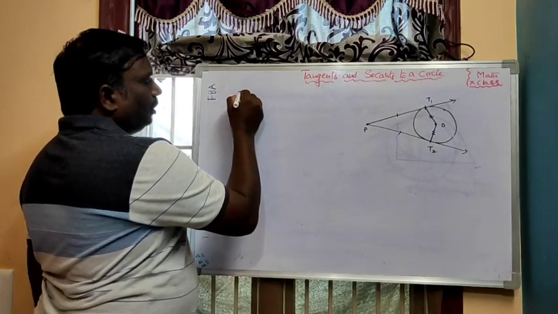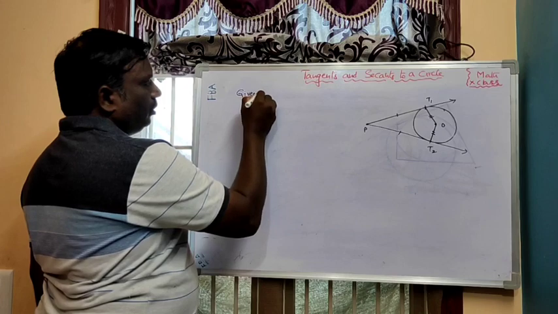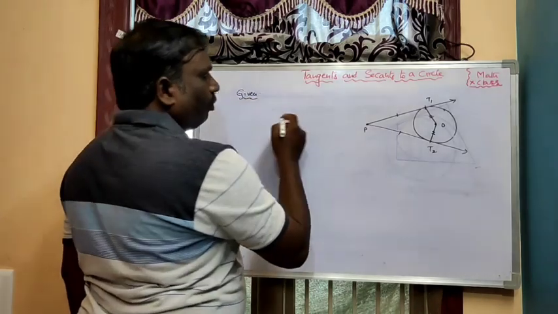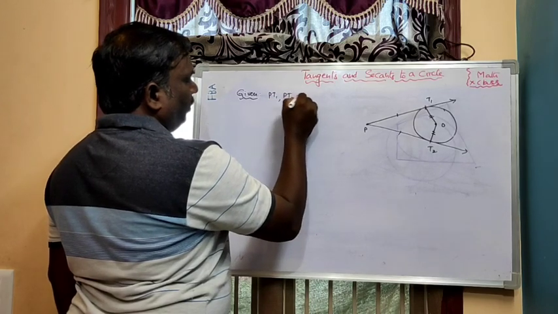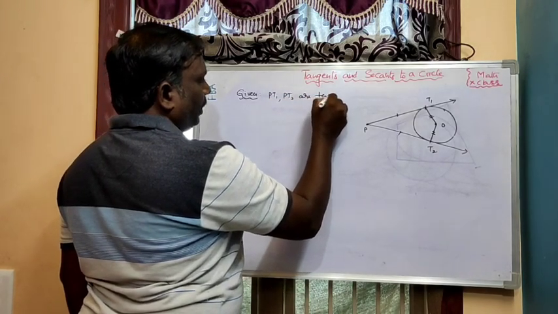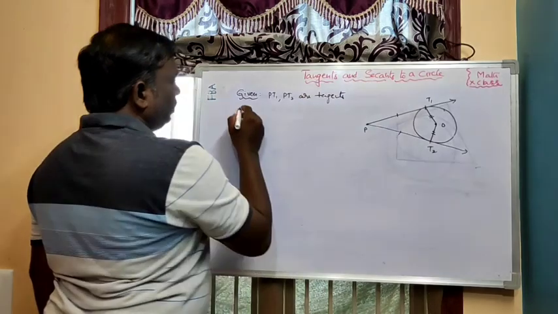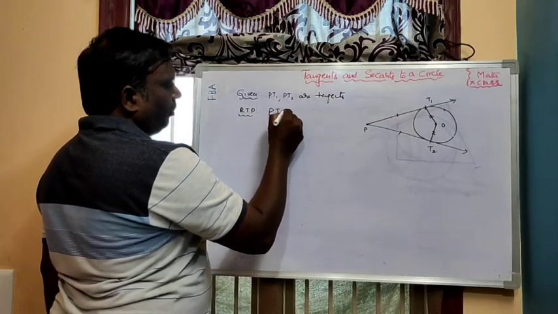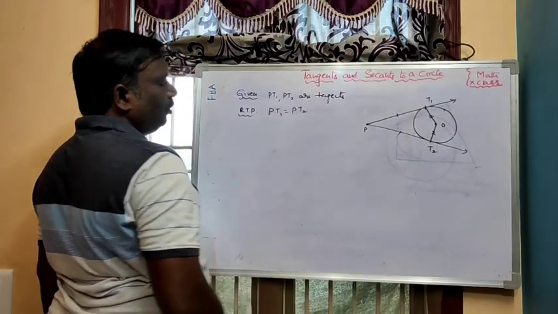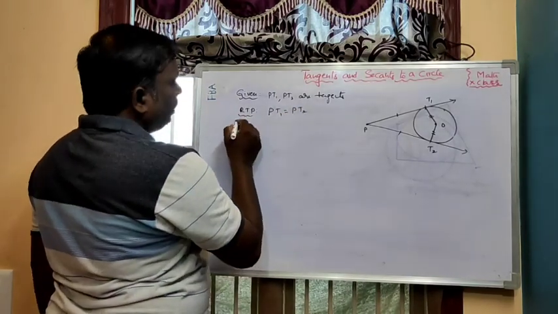Given: PT1 and PT2 are tangents. RTP, what do we have to prove? PT1 equals PT2. Next, construction.